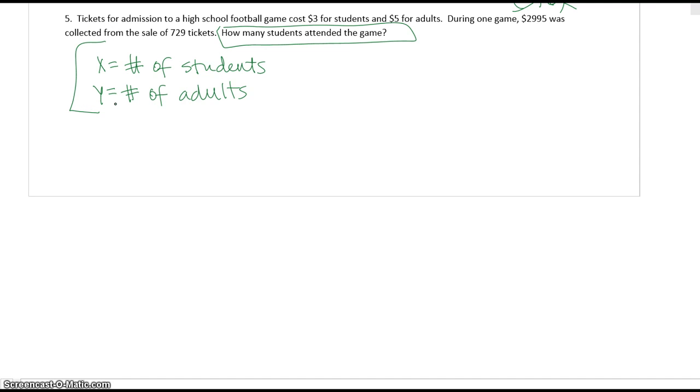Okay, so now with those variables, let's write two equations. If you have two unknowns, you're going to write two equations. And what you're going to look for is, we've got some costs here per ticket and a total cost. So we've got a total cost of $2,995. Well, how did they get that? They collected $3 from every student and $5 from every adult to give them a total of $2,995.